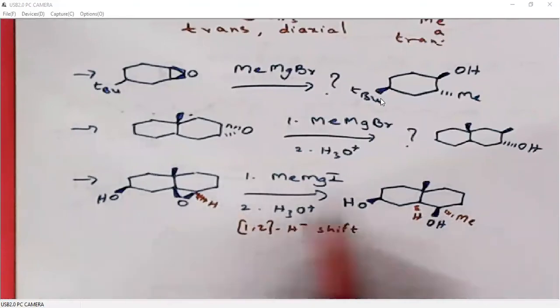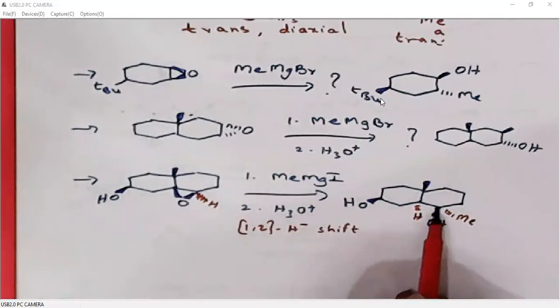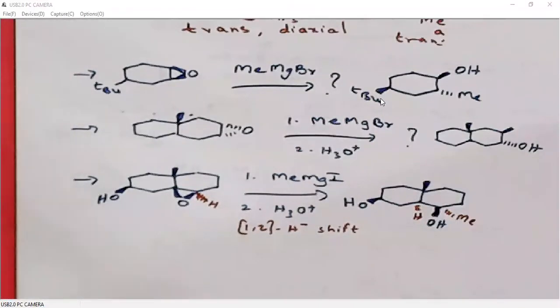This epoxide is undergoing a 1,2-hydride shift to generate the carbonyl here. We will generate a ketone here. Then Grignard will add to this. So this is the product.